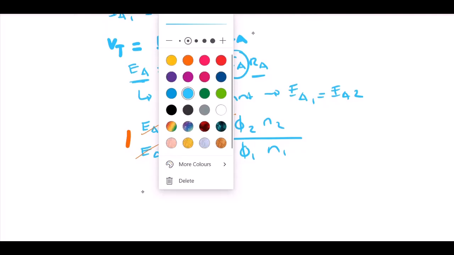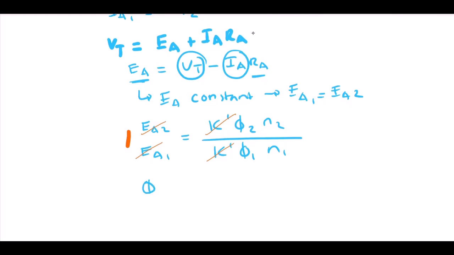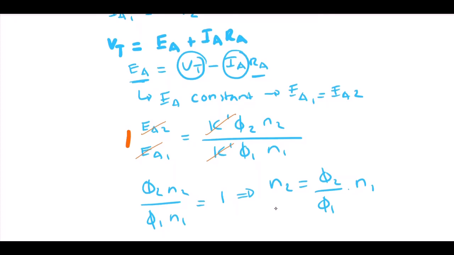pi 2 times n2 equals pi 2 over pi 1 and 1 is equal to 1. And therefore, because we want to find the second speed, n2 is actually equal to pi 2 over pi 1 times n1. Okay, and n1 is known already, so if we can find the ratio of these fluxes, yeah, then we should be able to work out the value of the new speed n2.